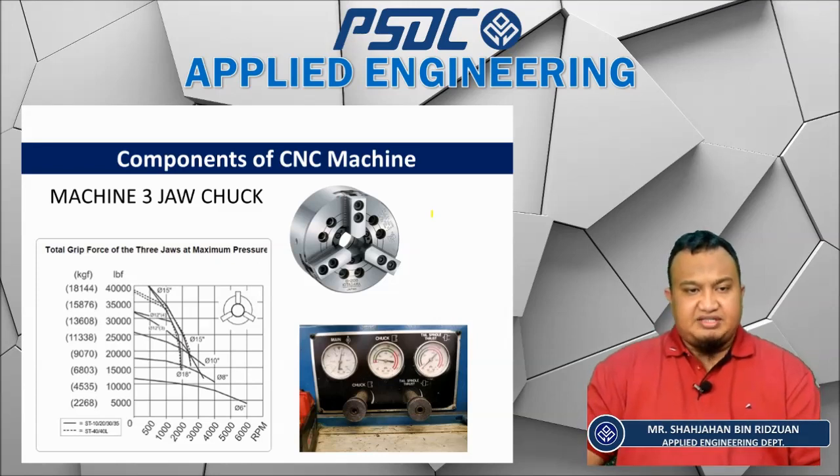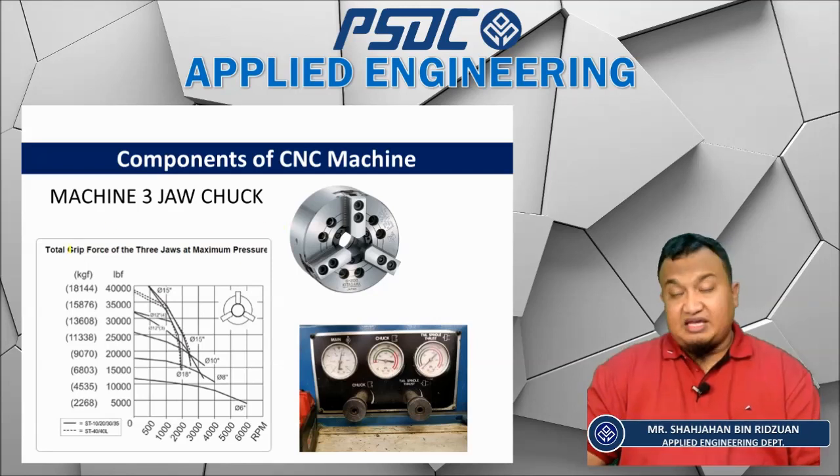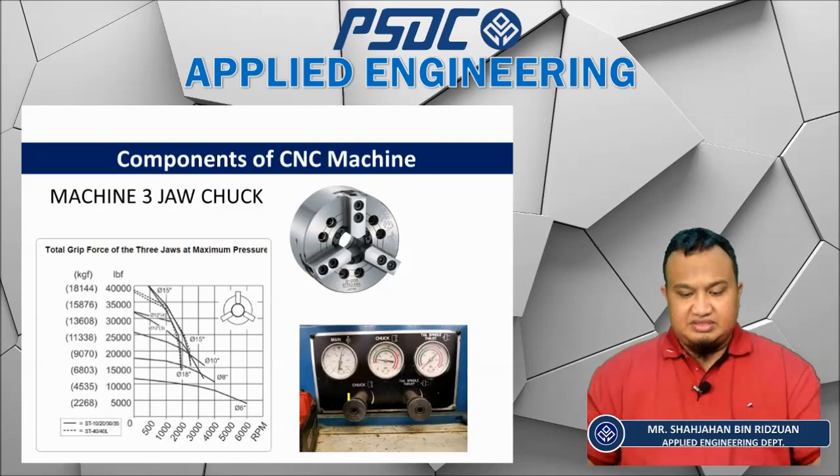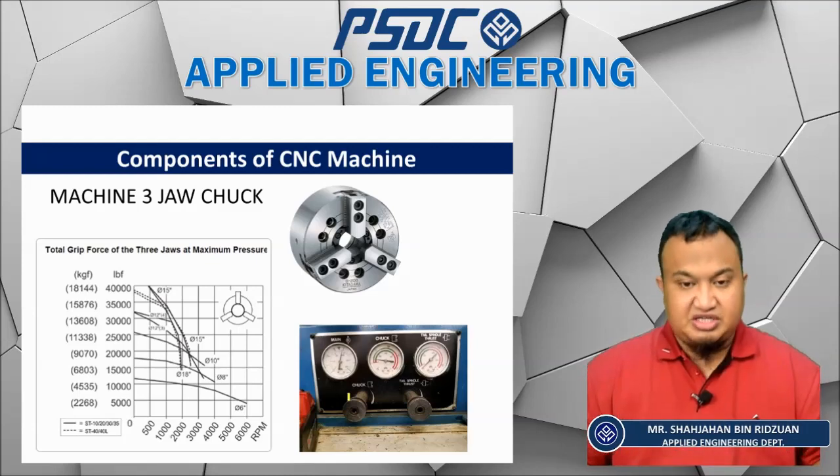So next is our 3-jaw chucks. For the 3-jaw chucks, we need to set the clamping force. Besides the machine having a graph, you can set the 3-jaw chuck force by pulling a hand wheel on the side of the machine.